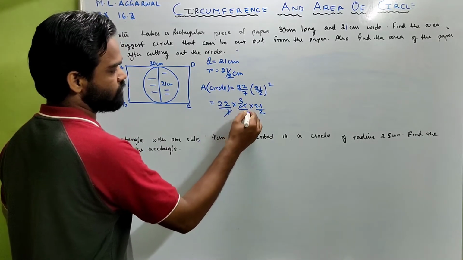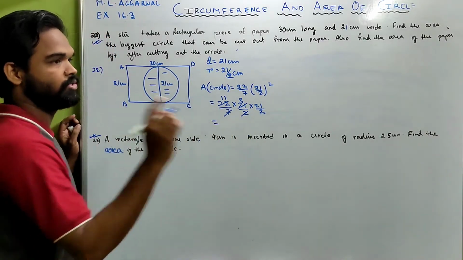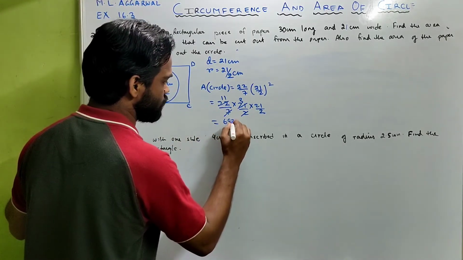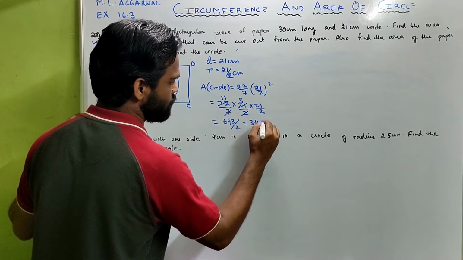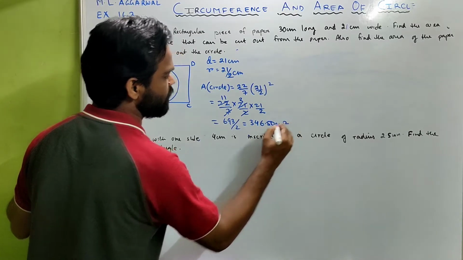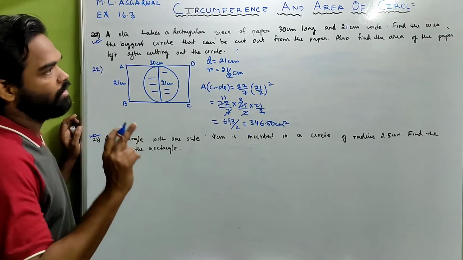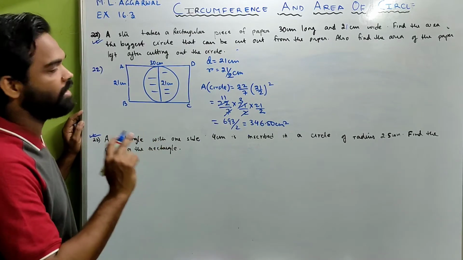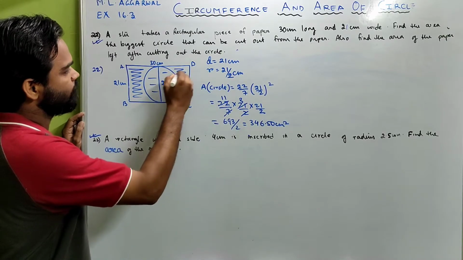7 3 times, 2 11 times, that's 33 into 21 by 2, that's 693 by 2. That comes as 346.50 centimeter square. Done. That's the area of the circle. Now they have asked, find the area of the paper left. So this portion, isn't it?